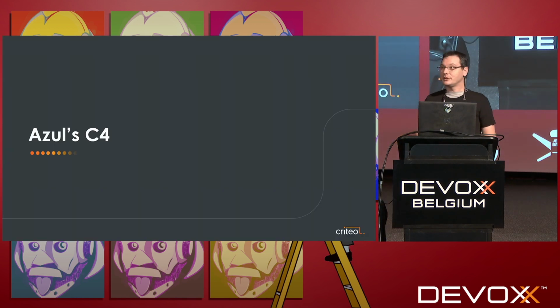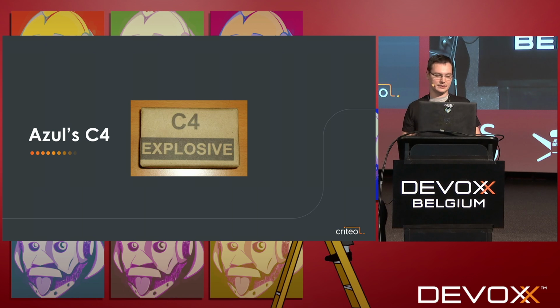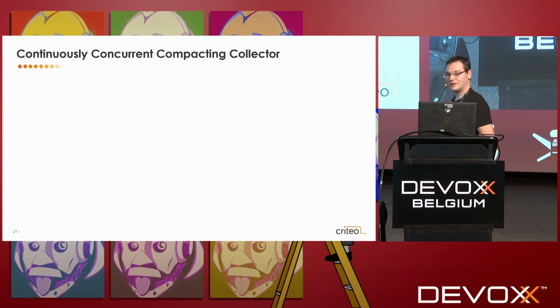Now that we are done with Shenandoah, we can go to Azul C4. When I heard about C4, the first thing that came to my mind was the explosive, because my dad was in the military. But in fact, I heard that C4 is also because they evacuate regions, blowing away those regions like an explosive. That's where the name came from, but officially it stands for Continuously Concurrent Compacting Collector, the 4 Cs.